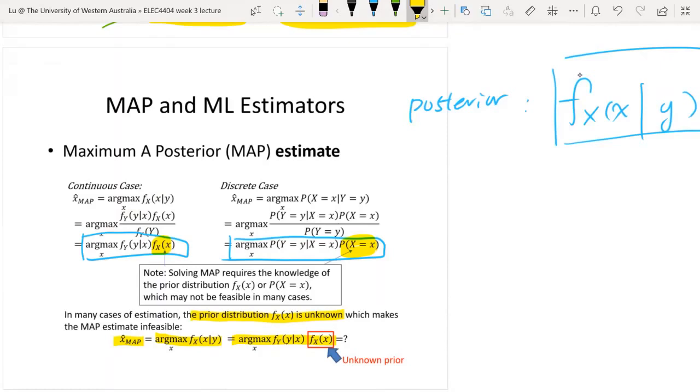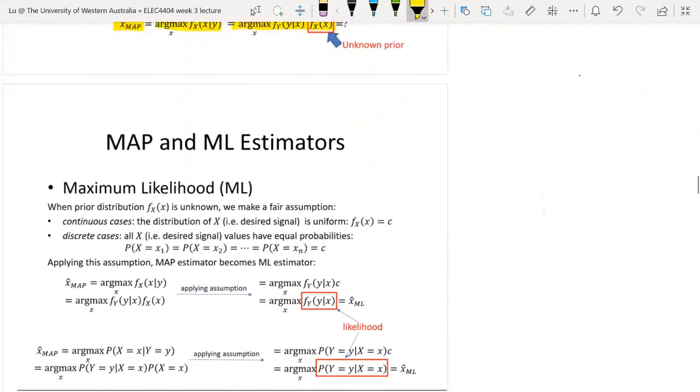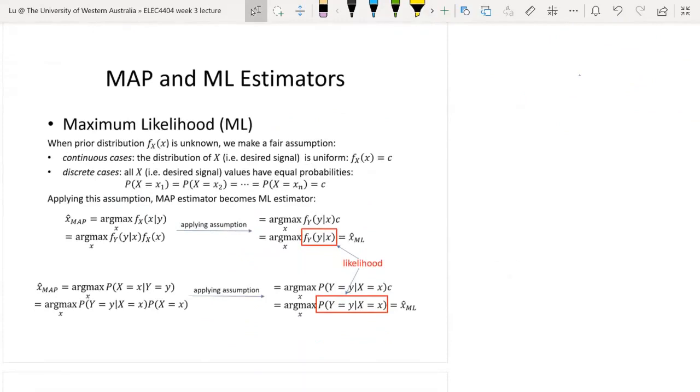So in such case, if the prior distribution is unknown, we have to use the maximum likelihood estimation methodology to estimate the value of the X. What's the difference between the maximum likelihood and the maximum posteriori? Okay, let's have a look here.